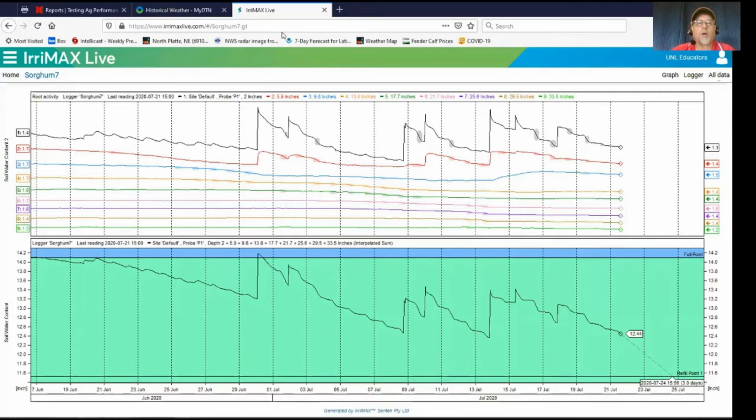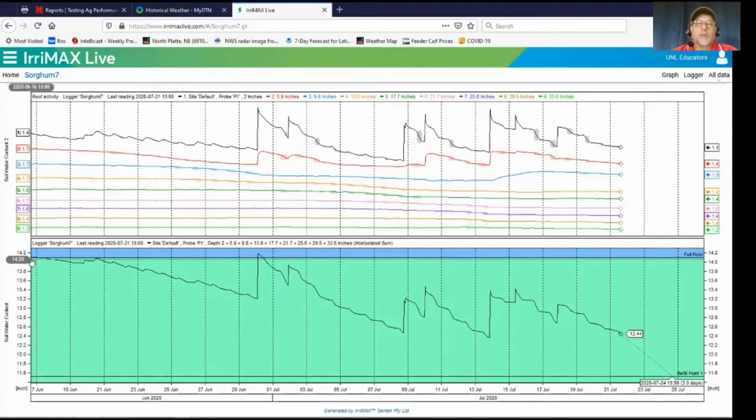I want to focus more on the bottom part of this graph. If you look at the blue area, that would be considered field capacity. So the soil physically cannot hold any additional water if you would have applied irrigation or if we would have received rain. And I'm pretty confident that that is field capacity because when we installed these probes in early June, we had received quite a bit of rain in May and early June.